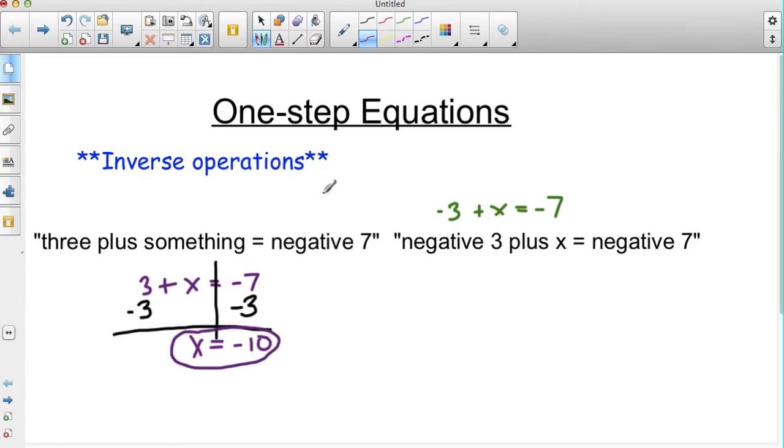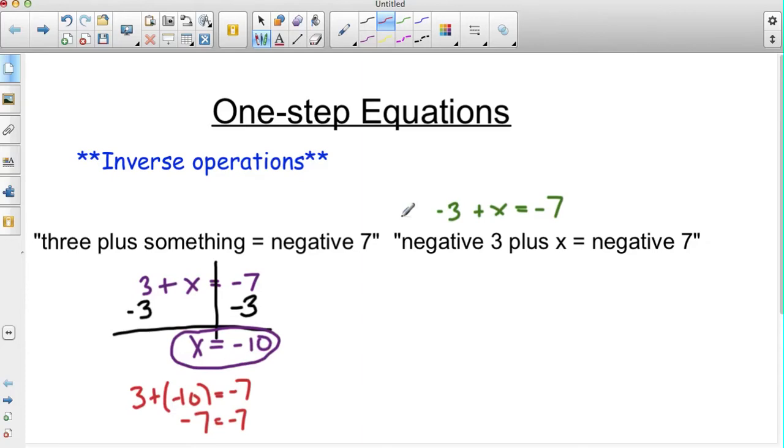Of course, you can always check your answer to see if you are correct. 3 plus a negative 10 should equal a negative 7. And it does. A negative 7 equals negative 7.